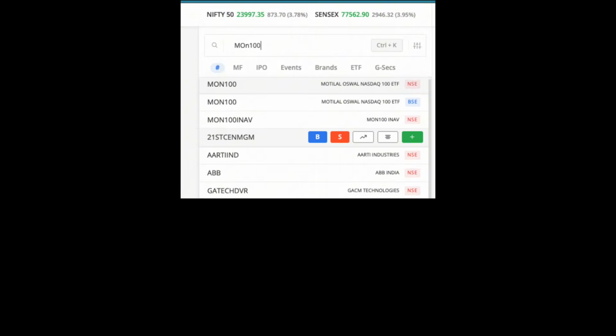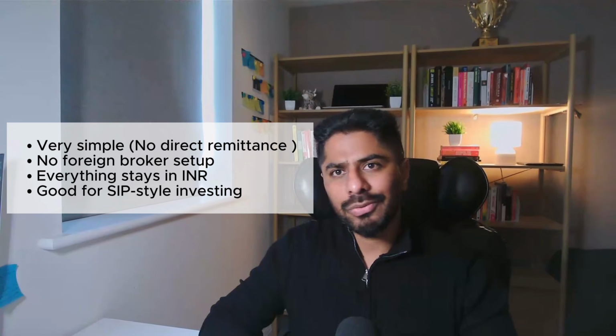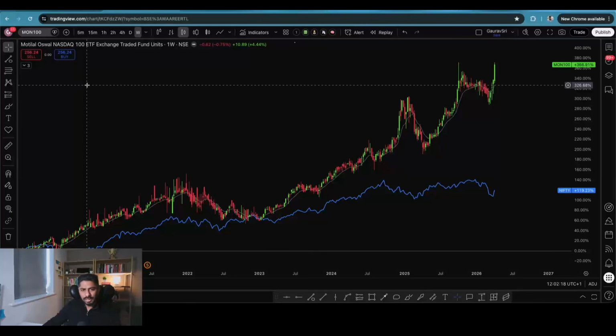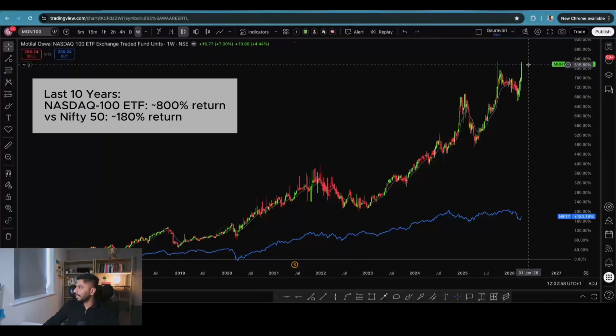And how do you do it? You simply go to your, let's say, Kite Zerodha app, search this fund name and simply buy it. It's as simple as how you buy a stock. If you do not have enough capital to invest in the US market, but you want exposure to US trades, then probably this is again the best option. And the reason being, if you see my screen, this ETF has really outperformed in the long term. In the last 10 years, the ETF has given almost 800% return against the Nifty.